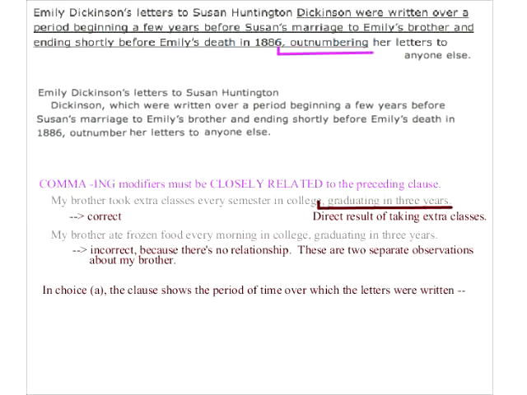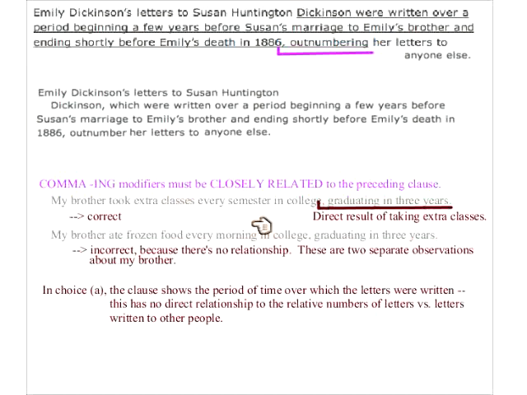So relative numbers of letters versus letters written to other people. I mean, you would have to manufacture a connection totally out of thin air. Like, you would have to make up the fact that she wrote letters all the time during that period, and also that she didn't write letters to other people during that period. And you'd have to make up a whole bunch of facts that may or may not be true. So, not okay.